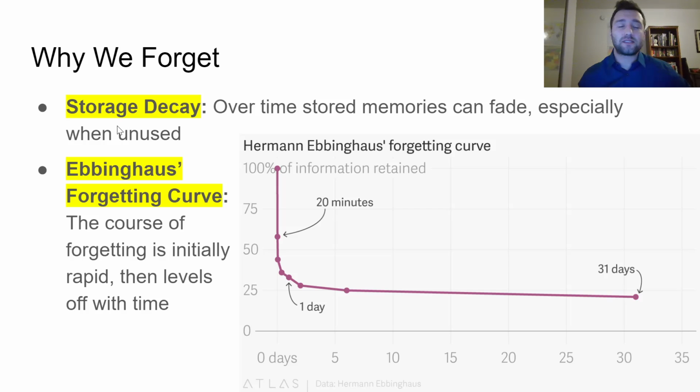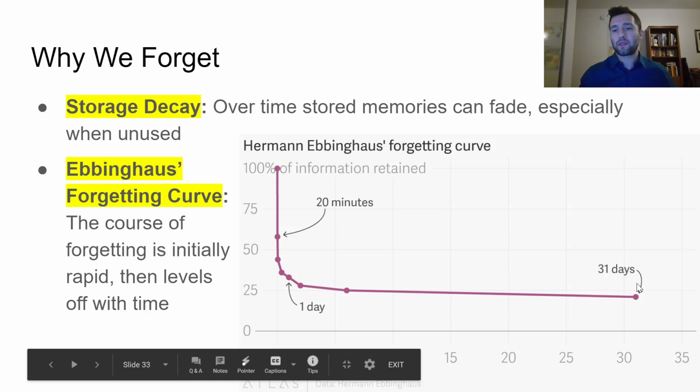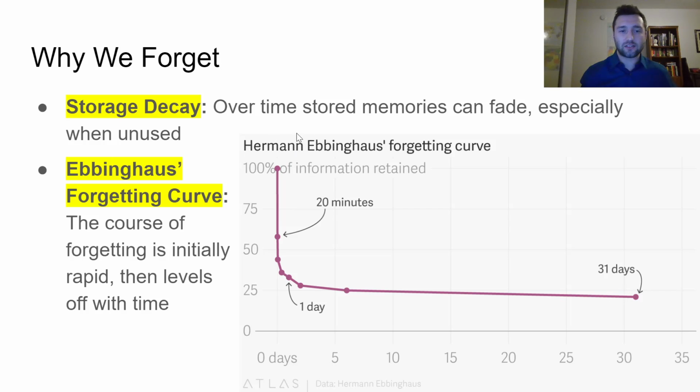Now, this actually happens not necessarily at a specific rate, but in a specific way. And we know that from Ebbinghaus's forgetting curve. Hermann Ebbinghaus is the psychologist that did it. And what he found is this curve right here. This is actually exactly what it looks like. So at the beginning, we encode a bunch of information and it's 100%. All the information that we learned is what we encoded. So that's 100% of the information.